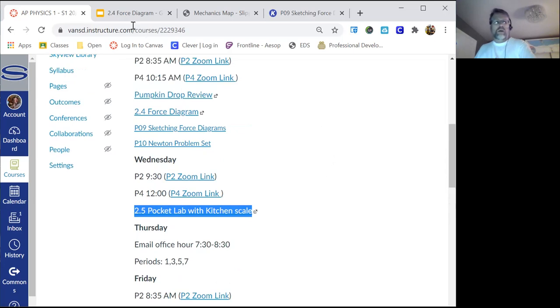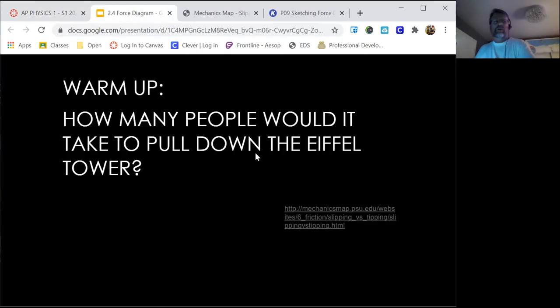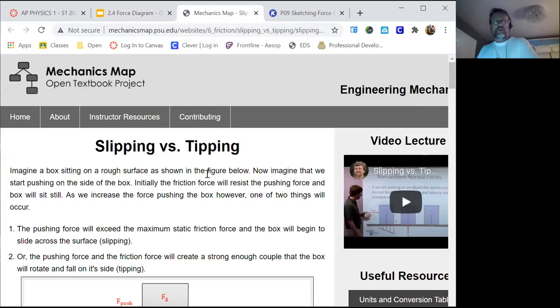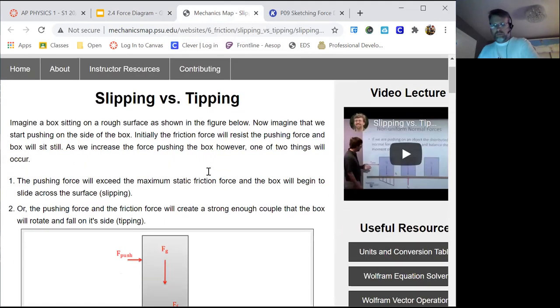Okay. All right. So let's turn the page here. We had a warm up of how many people do you think it would take to pull down the Eiffel Tower? People looked up a lot of stuff, starting with how much did the Eiffel Tower weigh and how much force can a person pull with. At least one person brought up a nice example of tipping it over.